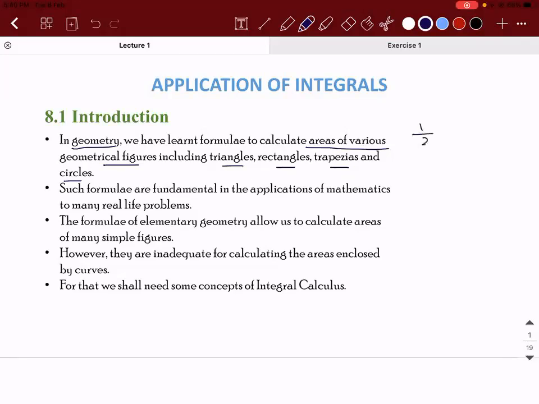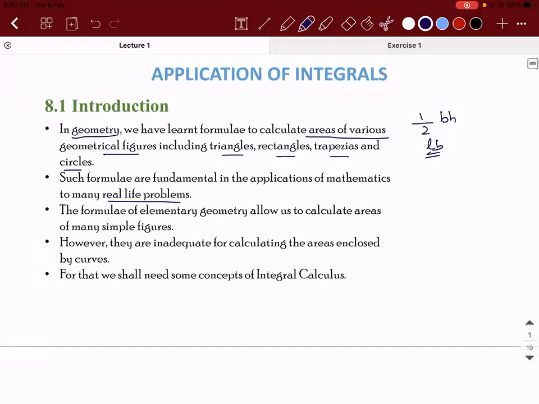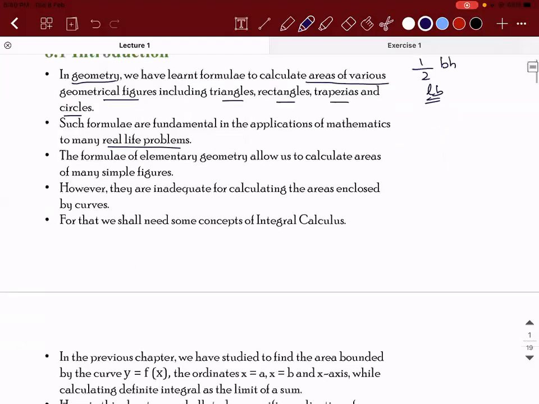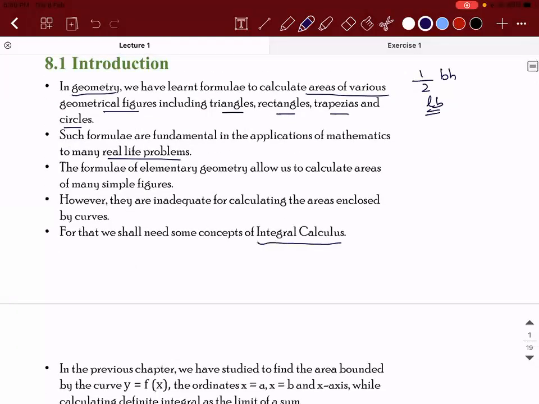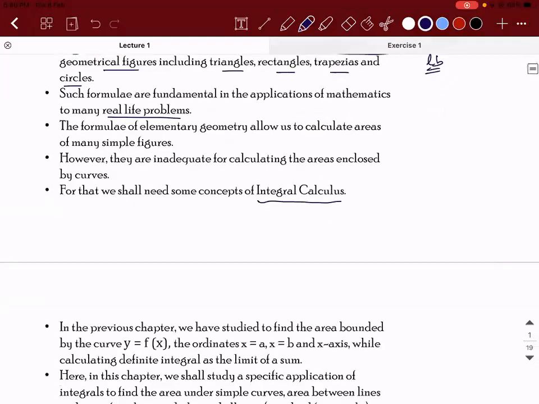If I talk about a triangle, you will say half into base into height. If I talk about a rectangle, it is length into breadth. Such formulae are fundamental in the application of mathematics to many real life problems. That is accepted. But if you come across irregular shapes or curves in real time applications, how are you going to calculate the area? There, the concept of integral calculus comes into the picture.